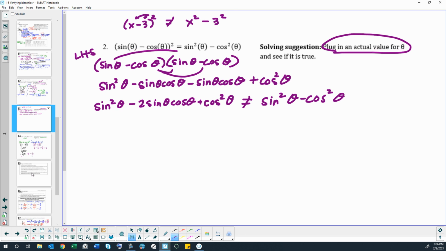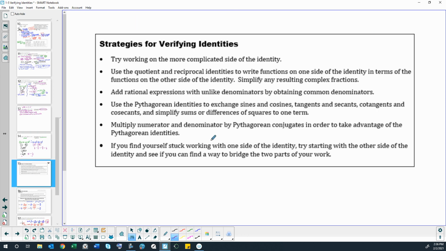All right. In conclusion, here's some strategies. We've seen a lot of these today. Try working on the more complicated side first. We can use our quotient and reciprocal identities, maybe make everything in terms of sine and cosine, or at least in terms of what the ratios are on the other side. We might add fractions together, right? Make sure we get common denominators before we add them together.